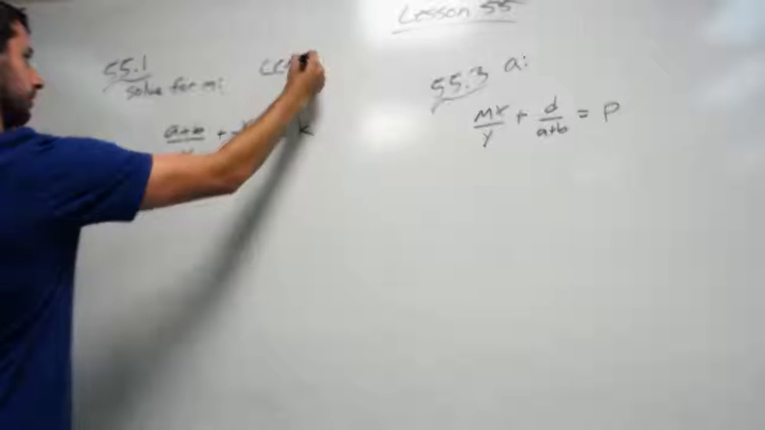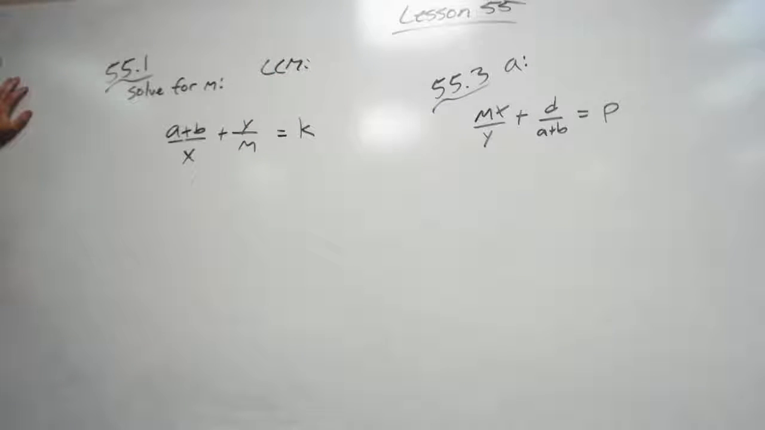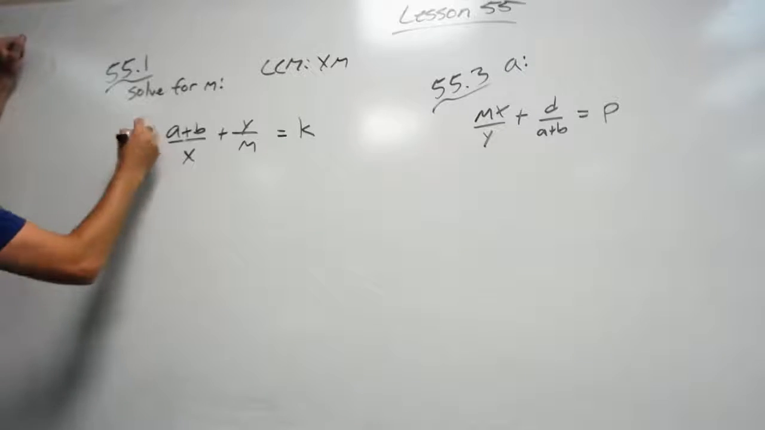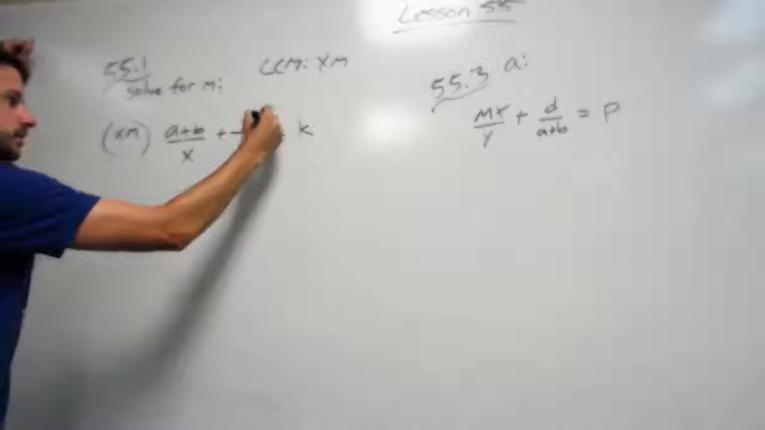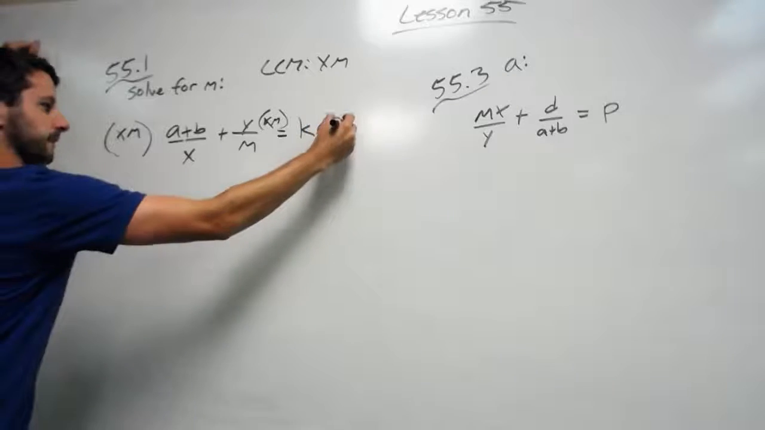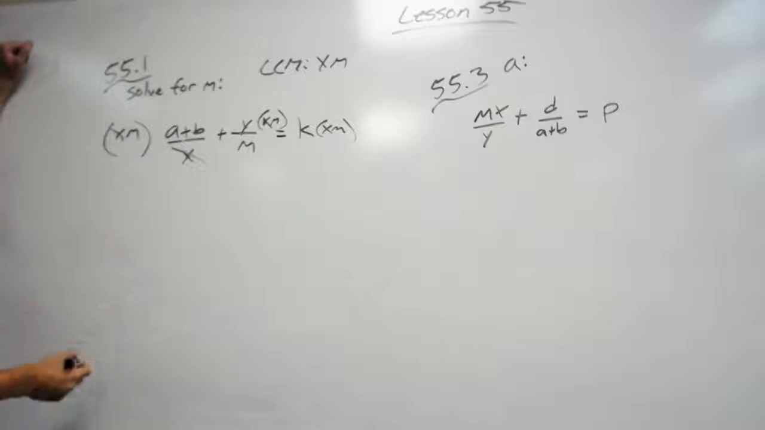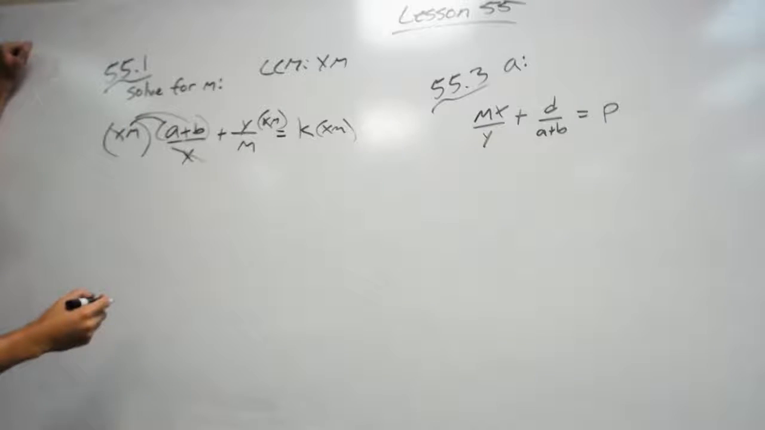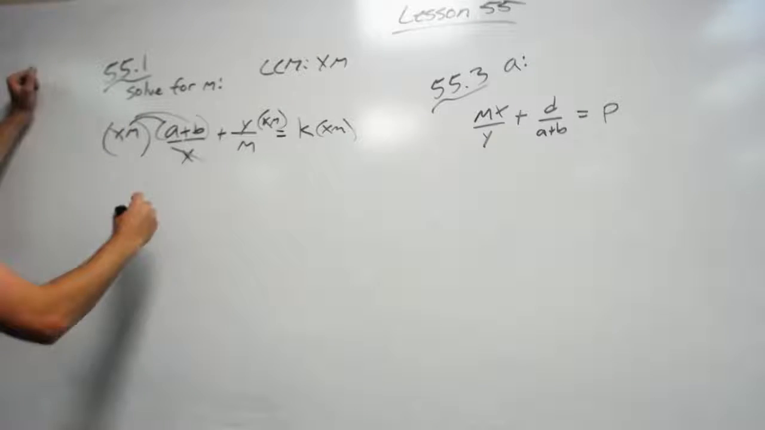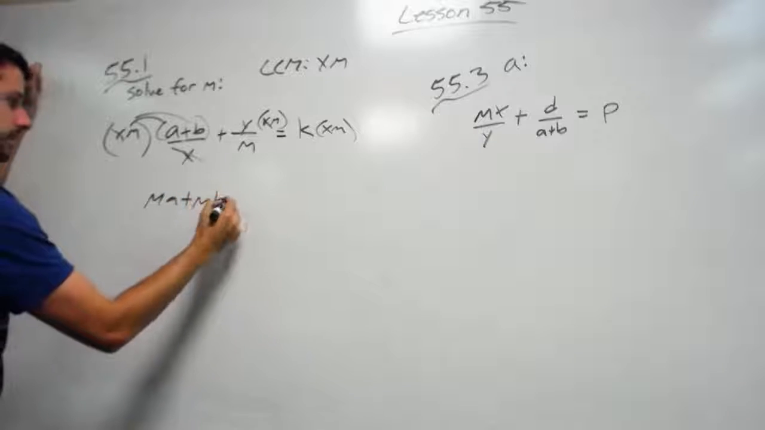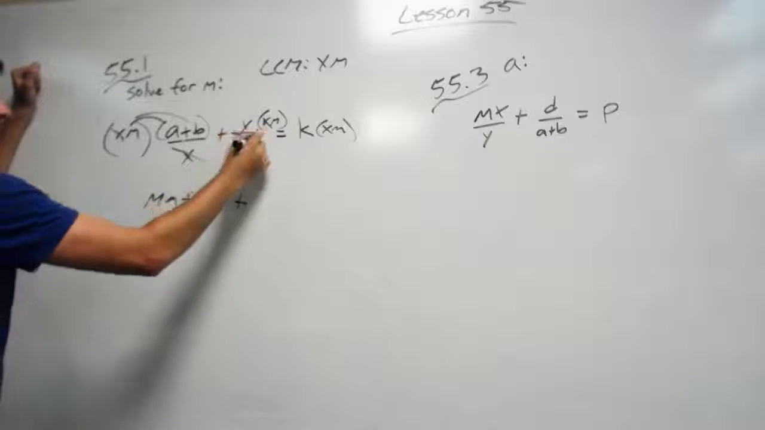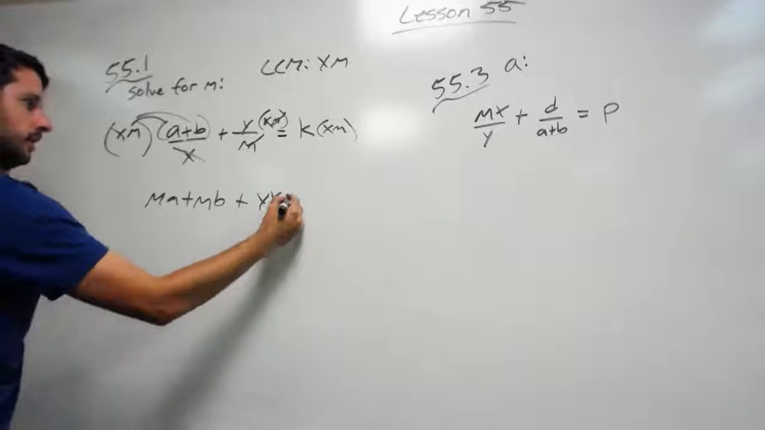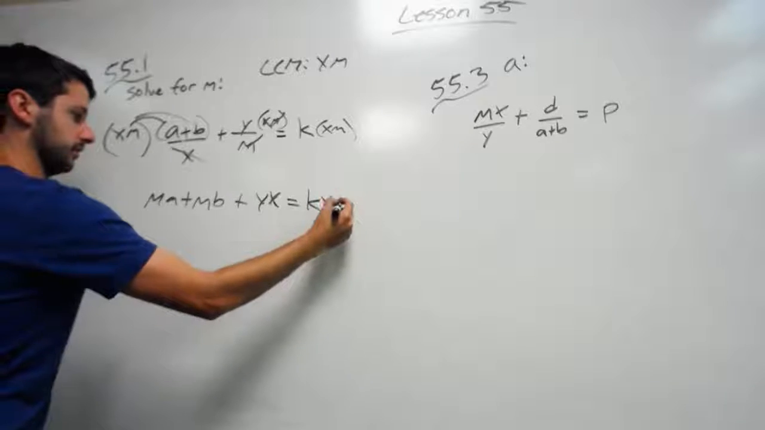All right, what's our least common multiple between x and m? It's going to be them multiplied together, xm. So we multiply everything by xm. X is crossed out here. Now we distribute the m to the a and the b. Since it is being multiplied, you've got to distribute: ma plus mb, plus m's crossed out here. You're left with yx equals kxm.